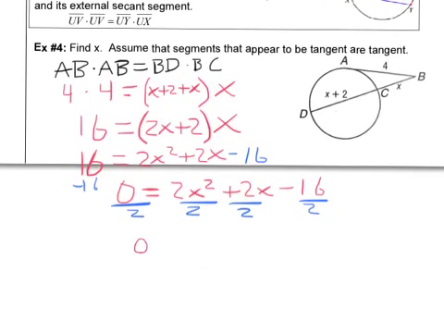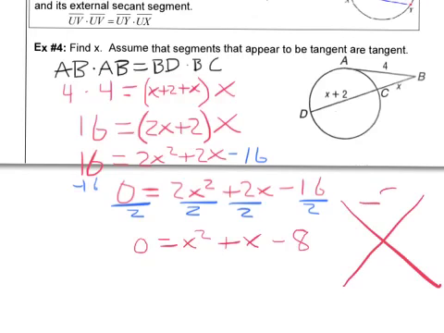And I get 0 equals x squared plus x minus 8. All right, now before, I told you to factor these. You make your x factor, you put your c term up here, put your b term up here. But we have a problem. There are no numbers that multiply up to -8 and add up to 1.